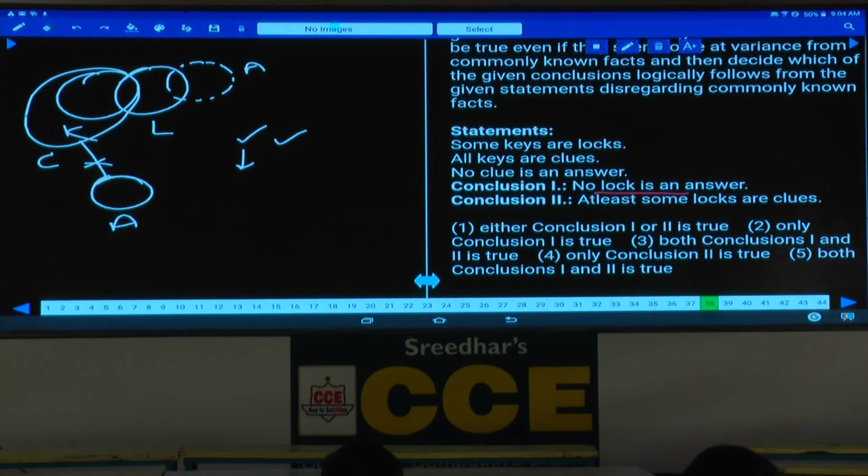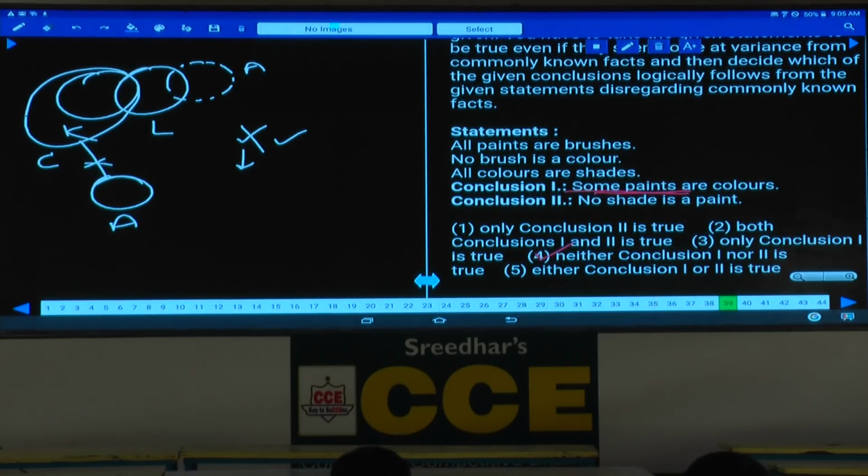Some keys are locks and all keys are closed, and no clue is an answer, that is also true. All the statements are valid. At the same time, I have proven a case wherein some locks are answers is true, and no lock is an answer will be false. Alternate diagram proven, previous conclusion will be false. Then what is your answer here? Only conclusion 2. Only conclusion 2, choice 4 is the answer.